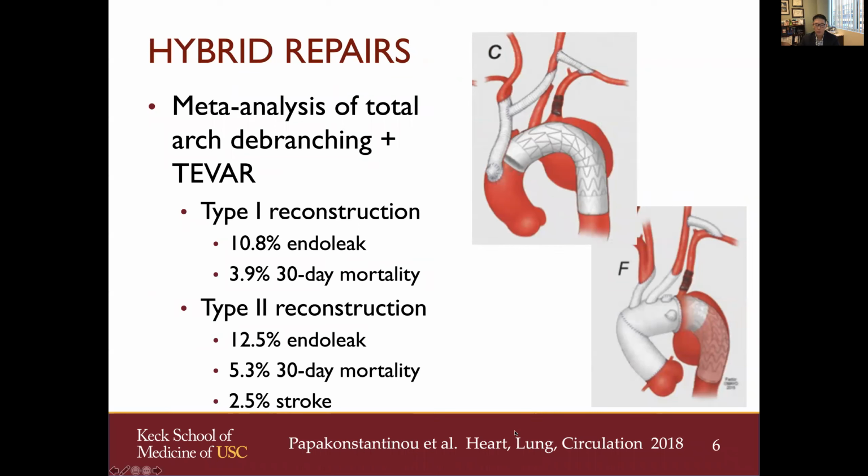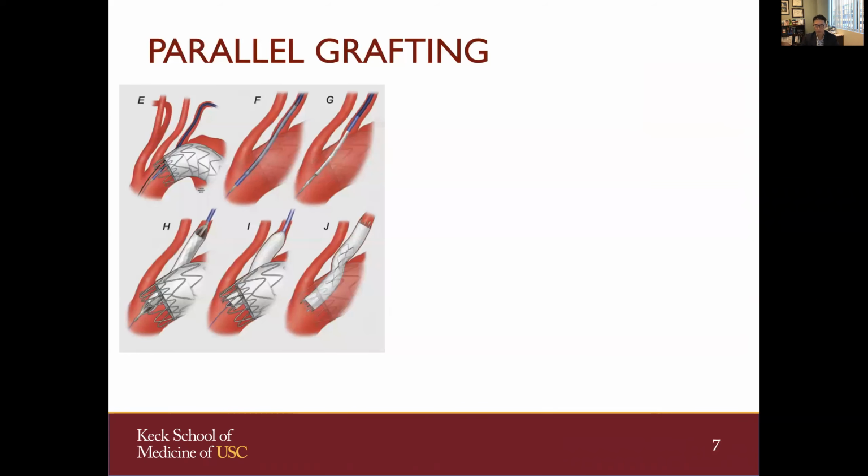For zone 0, usually median sternotomy is required. Then the innominate can be bypassed from the ascending aorta with a side biting clamp on the ascending aorta. Alternatively, the entire ascending aorta and arch can be reconstructed and a frozen elephant trunk can be placed into the descending thoracic aorta, setting up for the future. At high volume centers, these can have excellent results, but still carry risks.